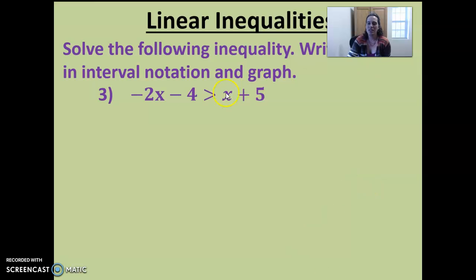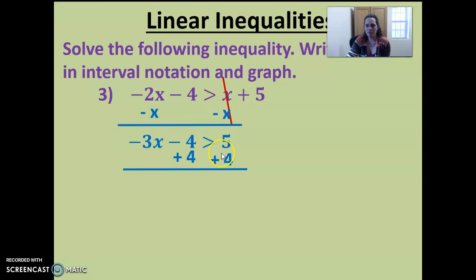Okay, so let's take that positive x and we're going to subtract it to the other side. Now that does put us working with negative x's, but that's okay. Believe me, it's easier than the other option. All right, and then we can take our minus 4, add it to the other side. So we're left with a negative 3x greater than 9. We are going to have to divide by the negative 3.